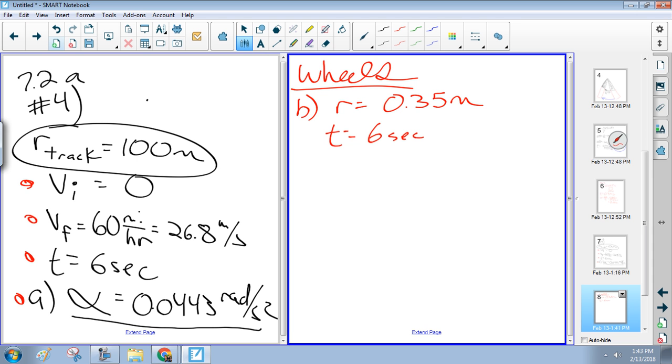All right. What else? You got an idea, Abby? Your linear acceleration that you calculated can be used because it's like the outer edge of the wheel, so you can still use that. Yeah.